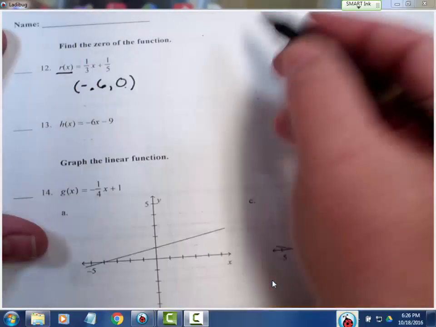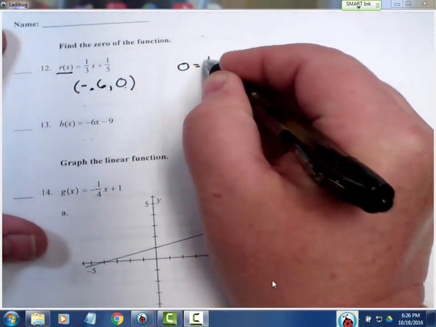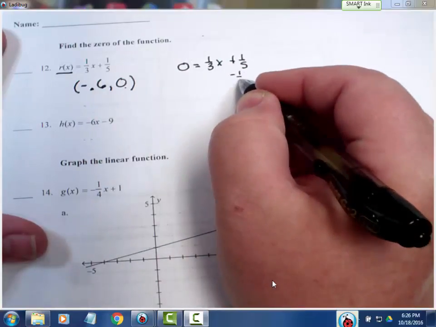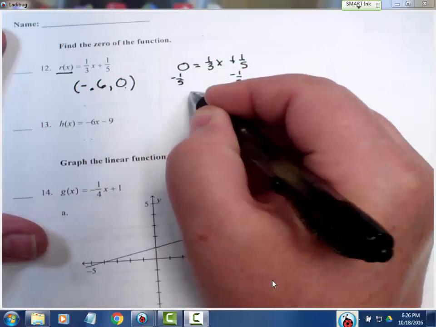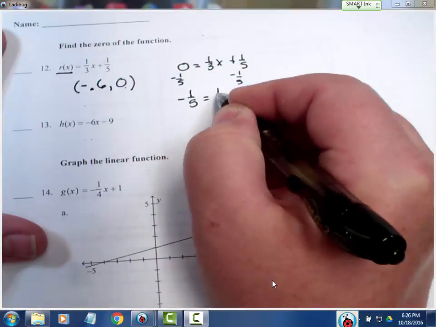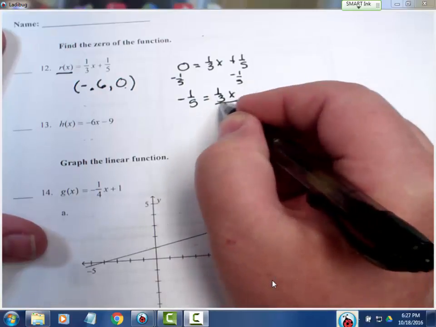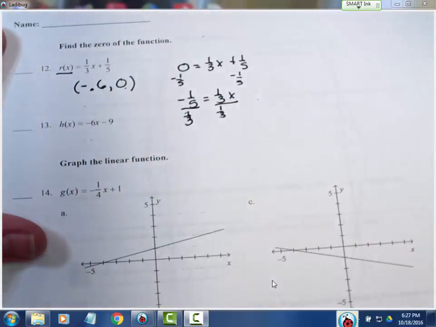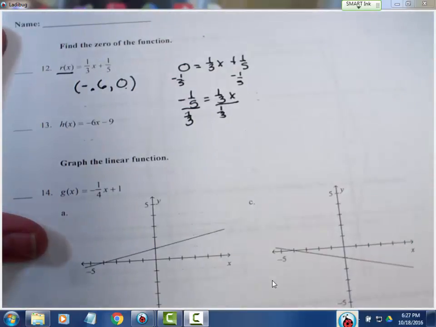Okay, so now we can check that using our algebra skills, because if y is 0, that means f of x is our 0. So we would have 0 equals 1/3 x plus 1/5, and then we would subtract the 1/5 from both sides, and we'd have -1/5 equals 1/3 x, and then we divide by the 1/3. So -1/5 divided by 1/3.